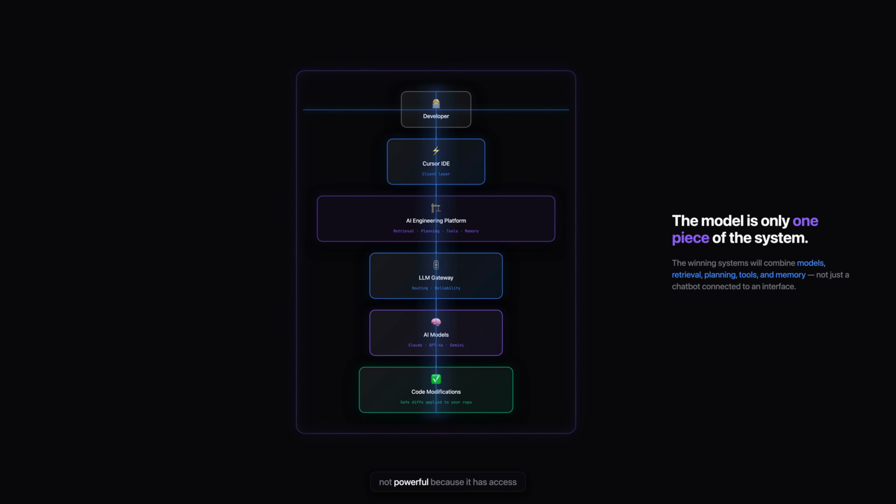Cursor is not powerful because it has access to an LLM. It is powerful because it built an entire engineering system around that LLM. And the architecture is not unique to Cursor. Claude Code, GitHub Copilot Agent, Windsurf, OpenAI Codex, all of these systems are moving towards the same idea. AI is no longer just answering questions. It is becoming an active participant in the software development process.